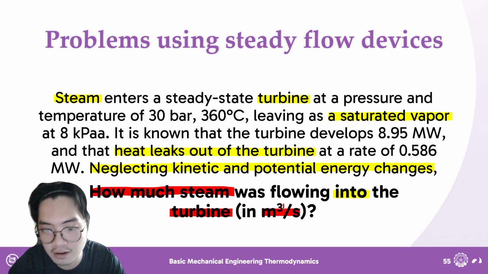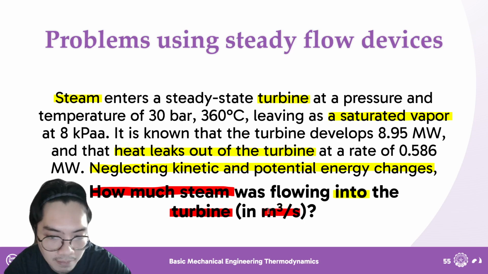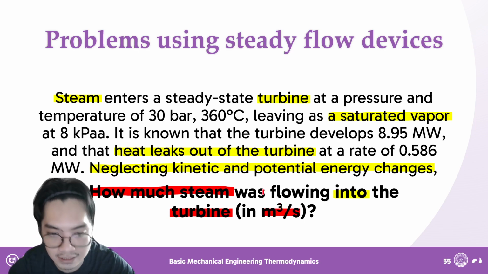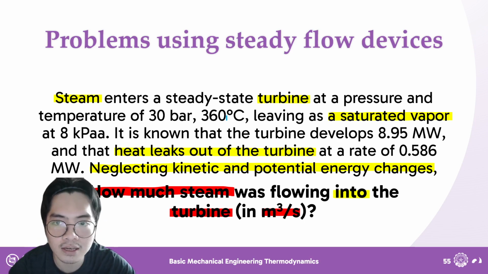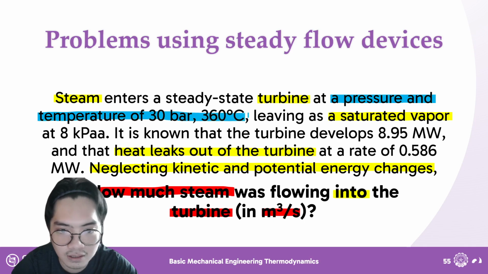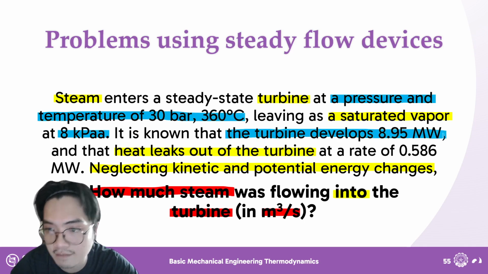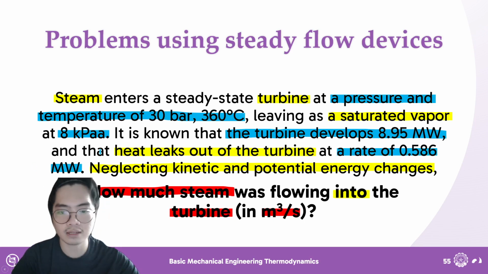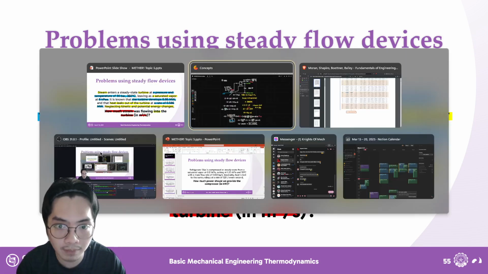This is particularly important because usually when I ask how much, it's usually in mass flow rate, right? Or usually in mass. Now we look at the numbers: a pressure and temperature of 30 bar, 360 degrees Celsius, leaving as a saturated vapor at 8 kilopascals. The turbine develops 8.95 megawatts, with heat leaking at 0.586 megawatts. So that's everything. Now we can get into our actual problem.